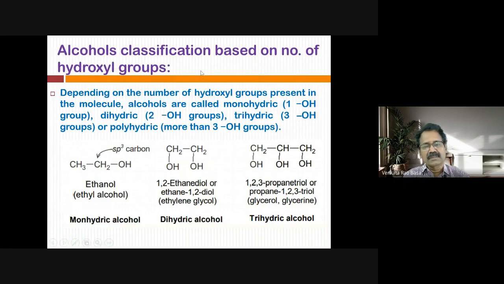Classification of alcohol based on the number of hydroxyl groups. Very simple. If there is one OH group linked to an sp3 carbon, then it is a monohydric alcohol. Dihydric alcohol, 2 OH groups. Trihydric alcohol, 3 OH groups. I have given the examples also. Glycerol or glycerin, this molecule. It is ethane diol, called ethylene glycol. If there are more than 3 OH groups, they are called polyhydric alcohols. So this is one way of classifying alcohols.